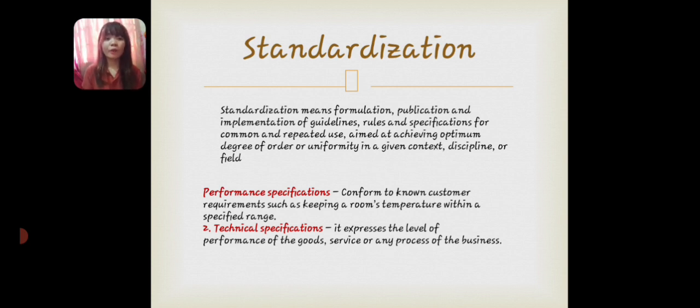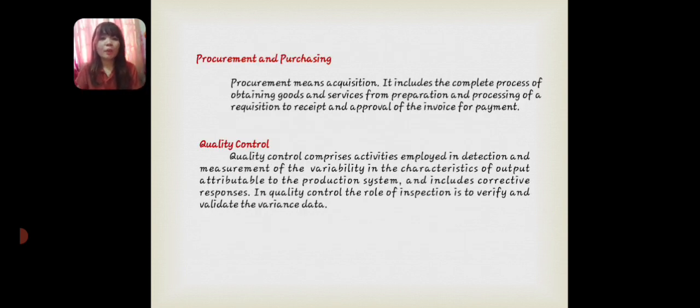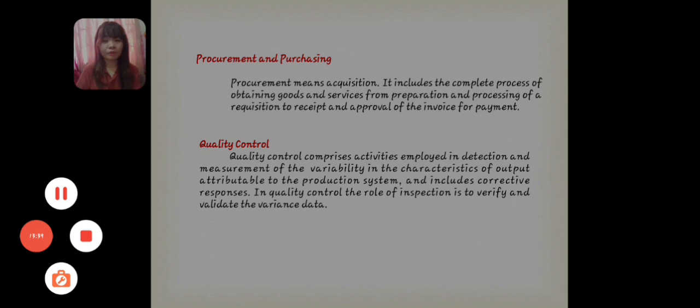Express the level of performance of the goods, service, or any process of the business. Next is procurement and purchasing. It includes the complete process of obtaining goods and services, from preparation and processing of requisition, receipt, to approval of the invoice payment.